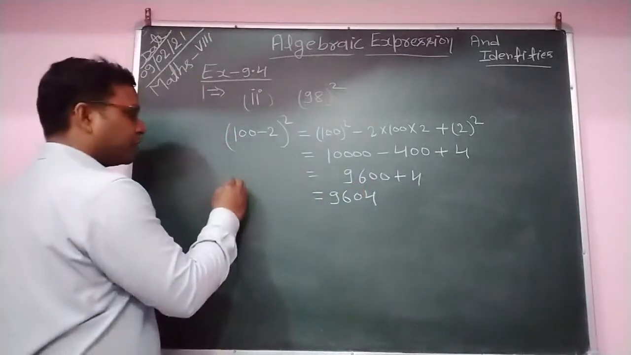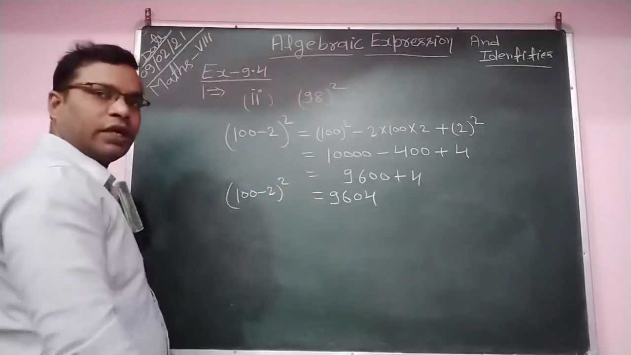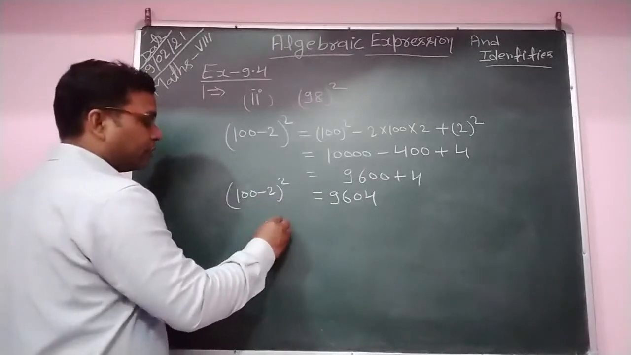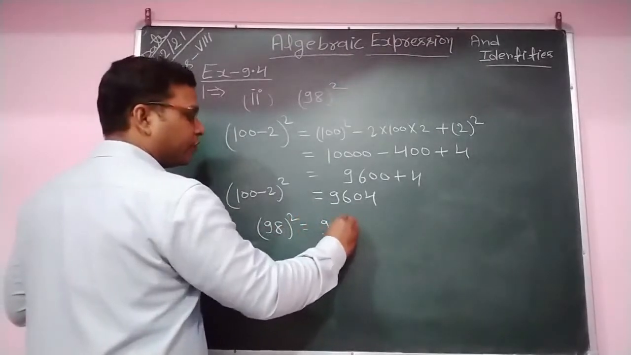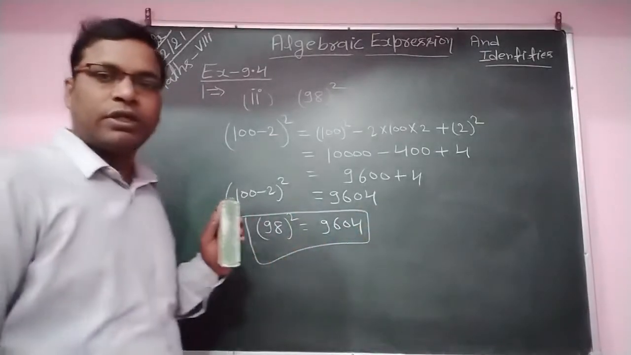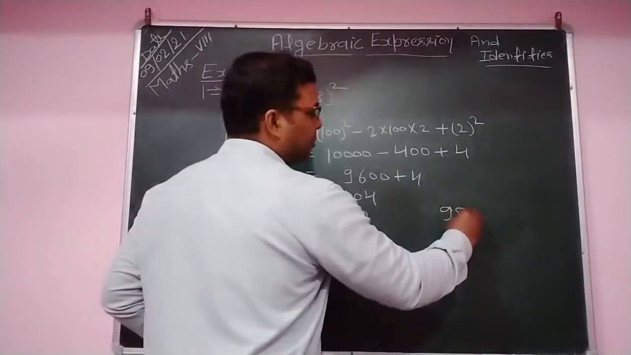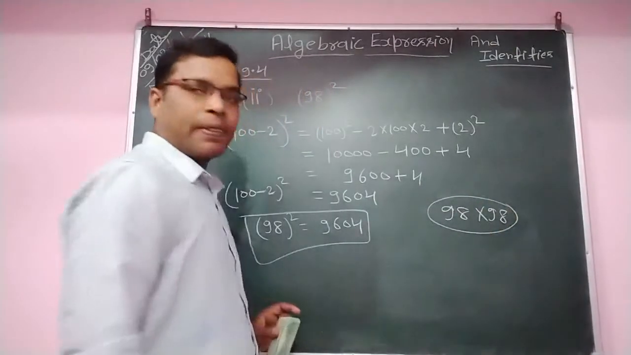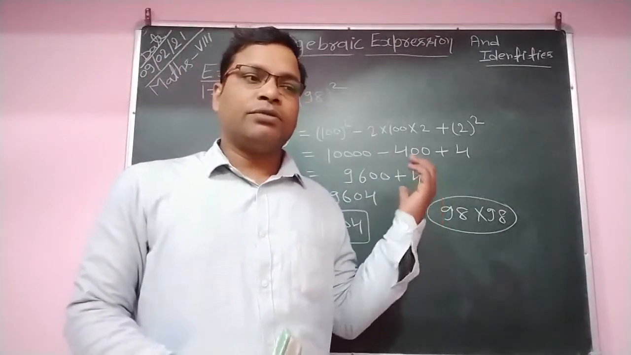So student, in this way you can see here, the square of 100 minus 2 is equal to 9,604. Or you can say this is the square of 98, which is equal to 9,604. Here we find the square of 98 by using the suitable identities. You can also find it like this: if you directly multiply 98 into 98, you get the same result. But here the question told us to evaluate it by suitable identities.